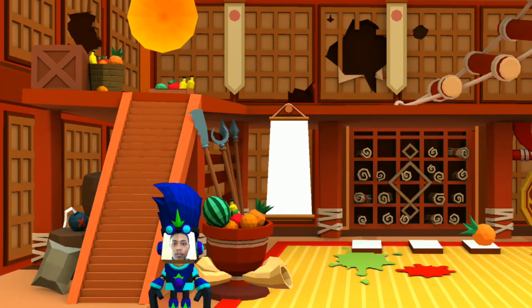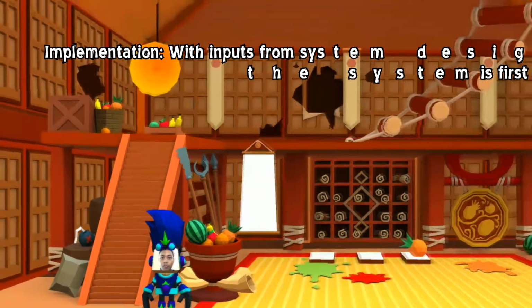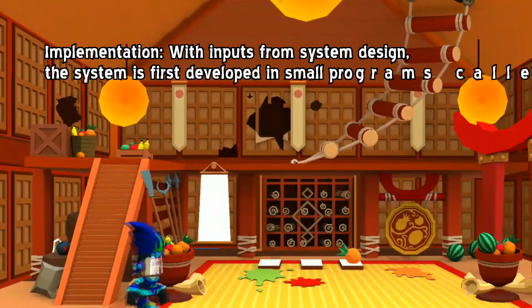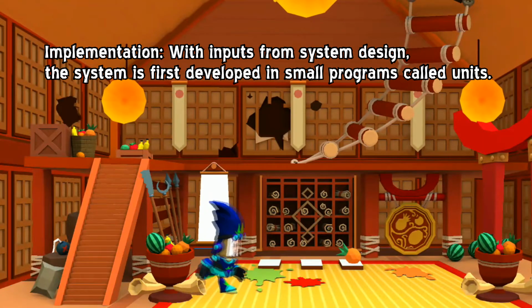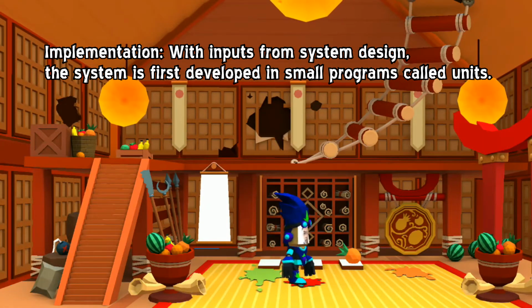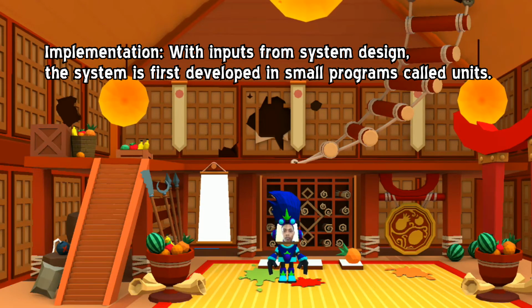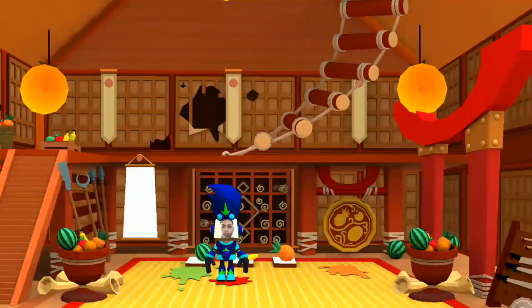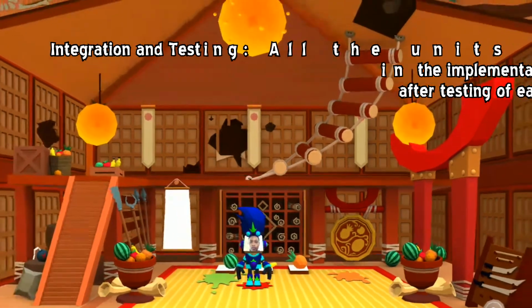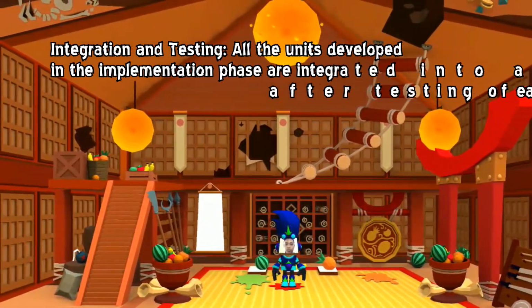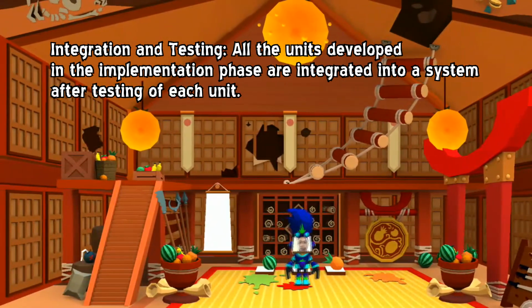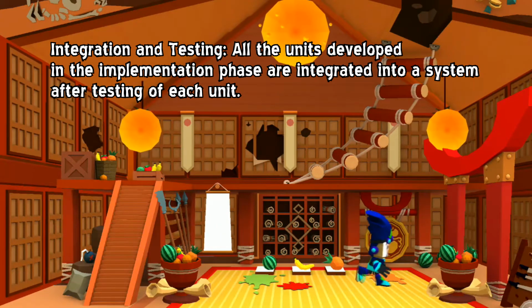The next one is implementation. At this phase, with inputs from system design, the system is first developed in small programs called units. The fourth phase is integration and testing. All the units developed in the implementation phase are integrated into a system after testing of each unit.